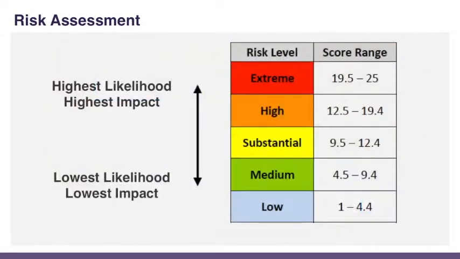To interpret what these risk scores mean, you can use this chart that lists the risk levels from extreme to low and are color-coded based on risk scores. A risk score between 19.5 and 25 is extreme, while a risk score between 1 and 4.4 is low. These risk levels correspond to ERM's risk response table, which we will discuss shortly. You can also use these numbers to plot your risks on a risk map. We won't discuss the details of risk maps, but you can read more about it in the ERM resource.